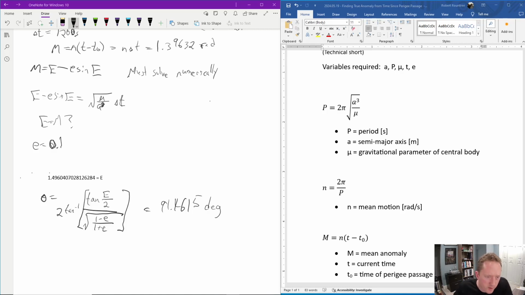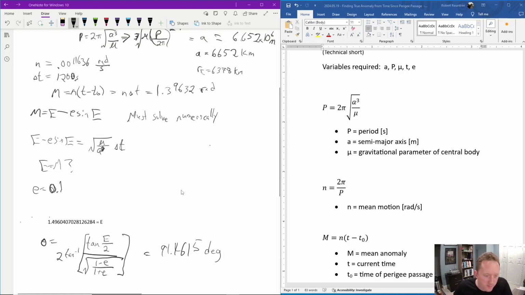All right, and let's talk about how this solution compares with our mean anomaly. So true anomaly, we've got 91.4615 degrees. Let's just fact check that against our mean anomaly. So our mean anomaly was 1.39632 radians. Times 180 divided by pi, that's going to be 80. Mean anomaly would be about 80 degrees, right?